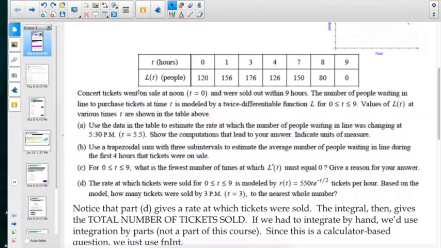Okay, so for Part D, it's saying tickets were sold at this rate. And we know when we integrate a rate, we end up with whatever's in the numerator of that unit. So tickets per hour is a rate, we integrate it, we end up with tickets. Right, because integrating over time is the same as multiplying times time, basically.